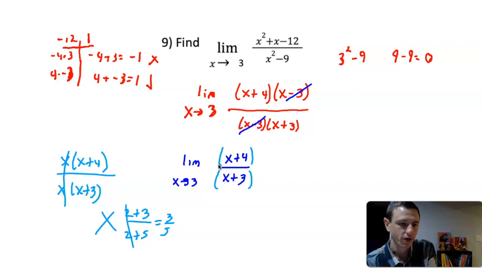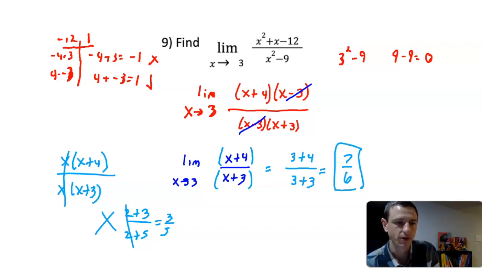Now we are going to evaluate 3 going into here. So it's going to be 3 plus 4 over 3 plus 3. 3 plus 4 is 7. 3 plus 3 is 6. So that would be our answer, 7 over 6.